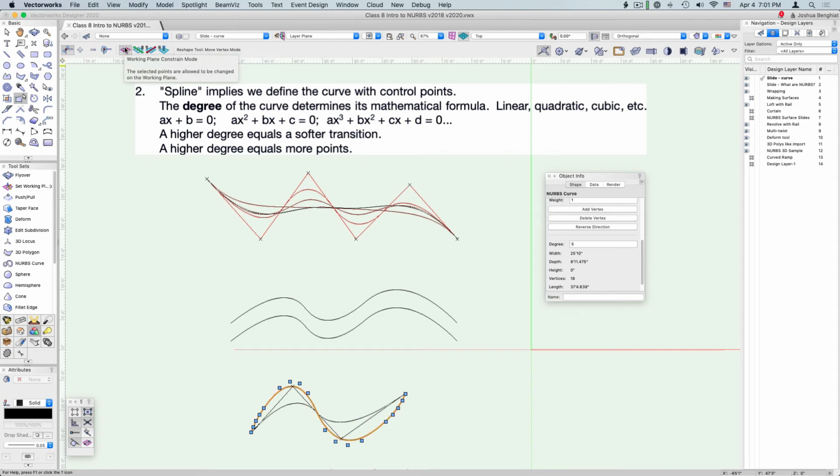The first mode is going to constrain to the current working plane, which is currently the layer plane. So if I now just take one of those vertices and distort it there, and now try to go back to 2nd degree, we're not going to be able to, right? Because now that we've moved this one control point, we have more points, and this is only mathematically possible with a 5th degree curve. We can't get back to that 2nd degree curve. So those are the two modes for drawing control points and the degree for NURBS curves.